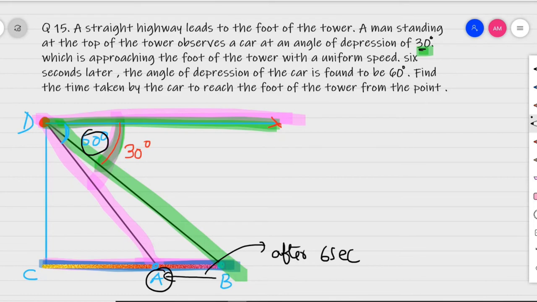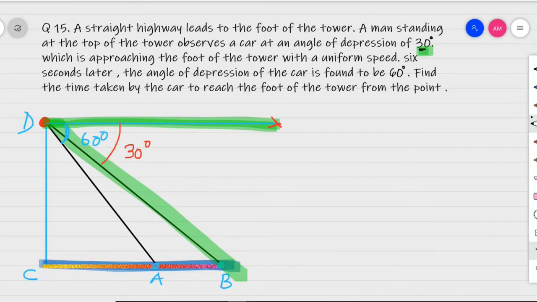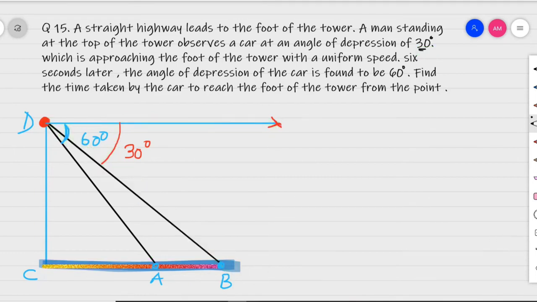Now find the time taken by the car to reach the foot of the tower from the point. You have to find out how much time the car has taken to reach the foot of the tower. The foot of the tower means what? Point C. Now you have to tell how much time the car has taken to reach point C. Now children, first of all, let us clear what is given.